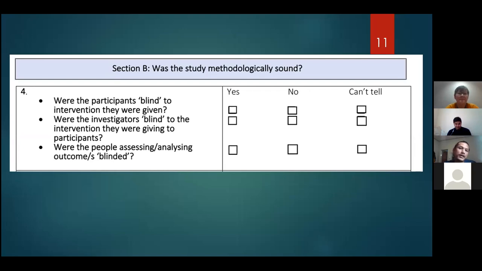Is the study methodologically sound? I would say I can't tell, because the participant and the investigator were not blinded, but the analyzers were blinded. What do you have to say about this, Sarah? No, that was a really good summary. I agree.